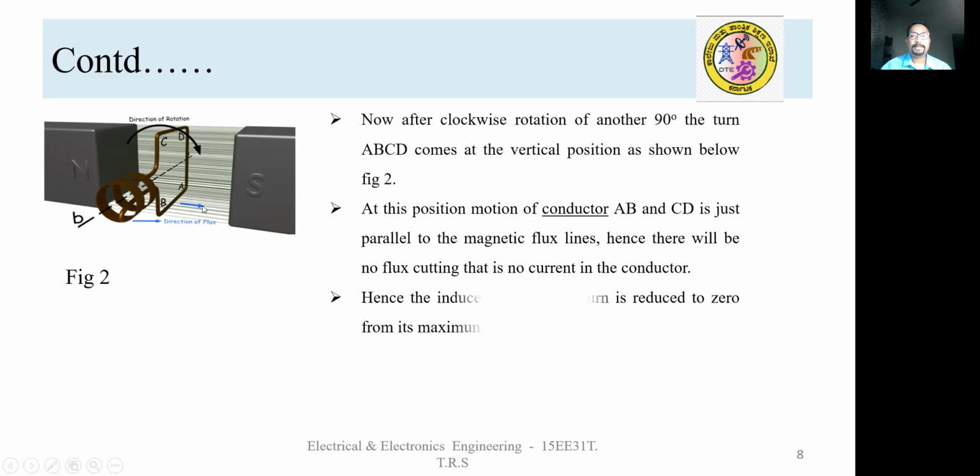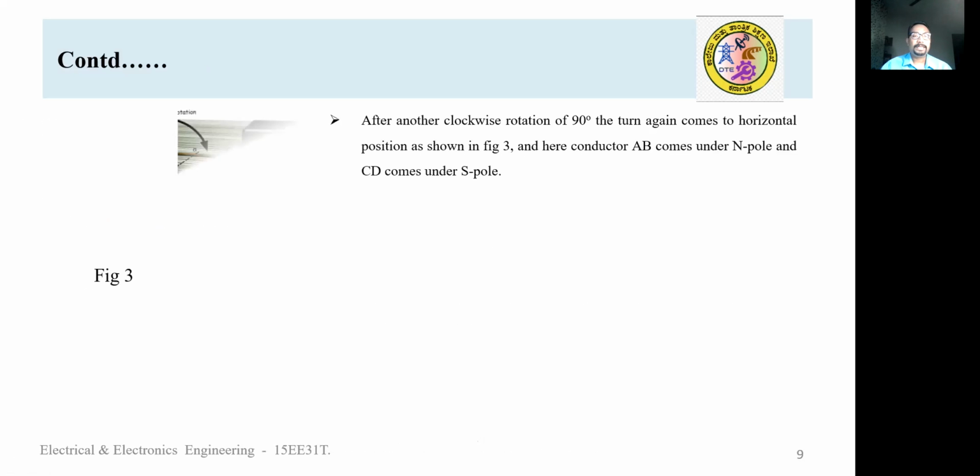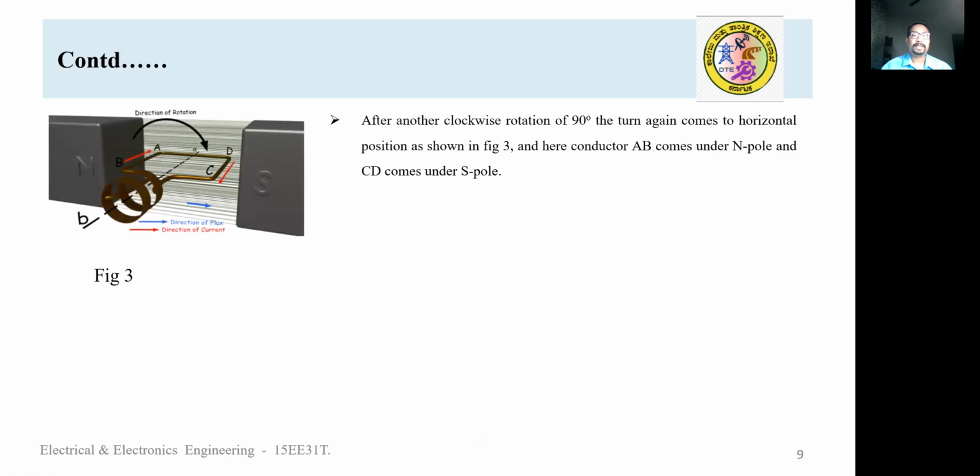Now let us consider another diagram, where the coil has further moved 90 degrees from the previous diagram, or 270 degrees from the initial position. Now what happens? Now observe here, the coil CD is now under the influence of S, whereas coil AB is under the influence of N.